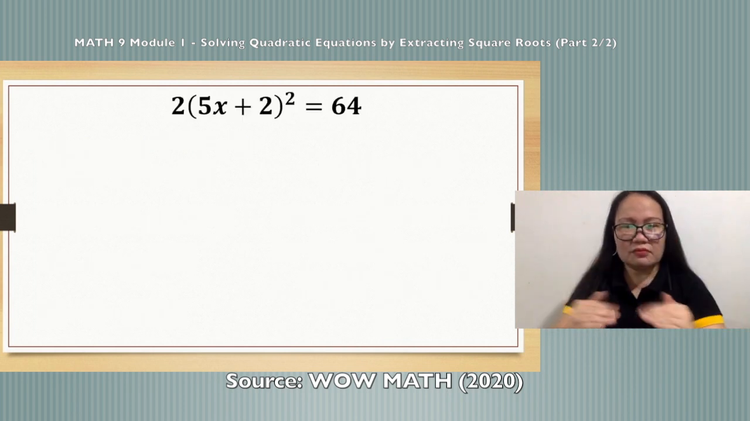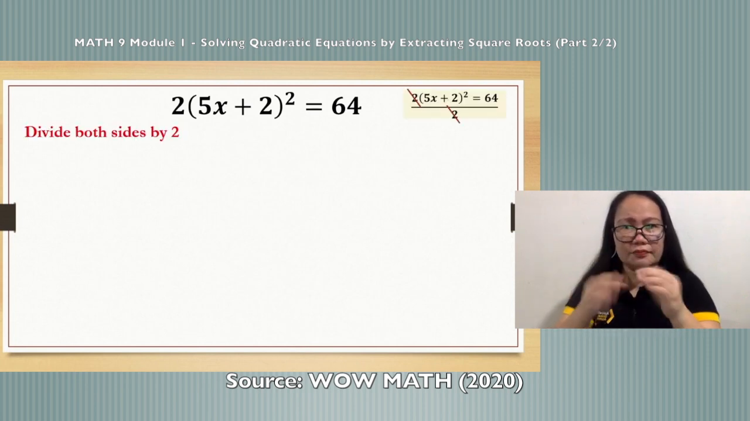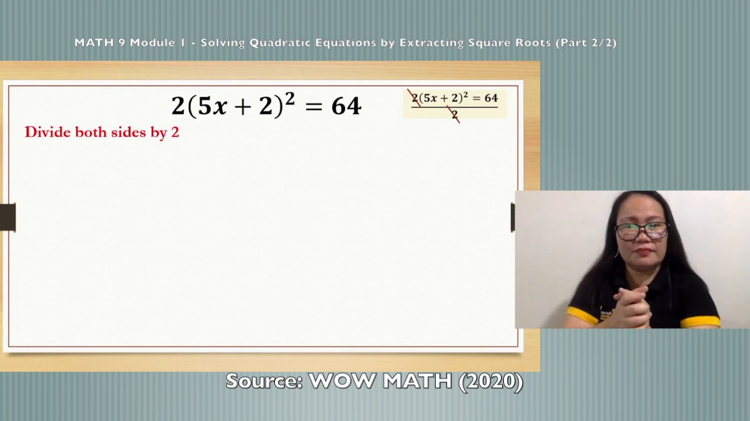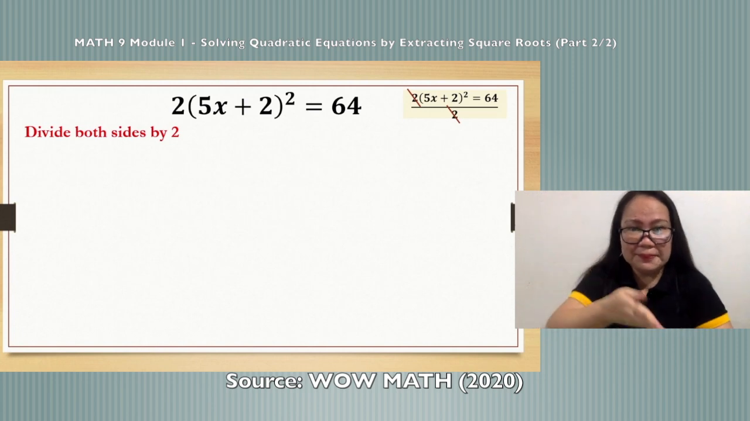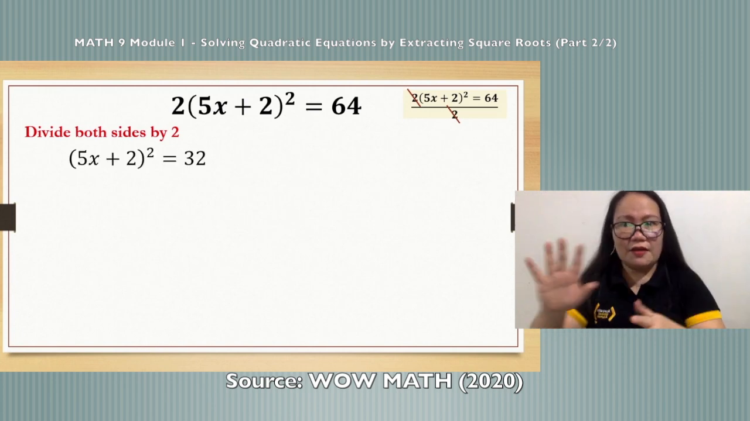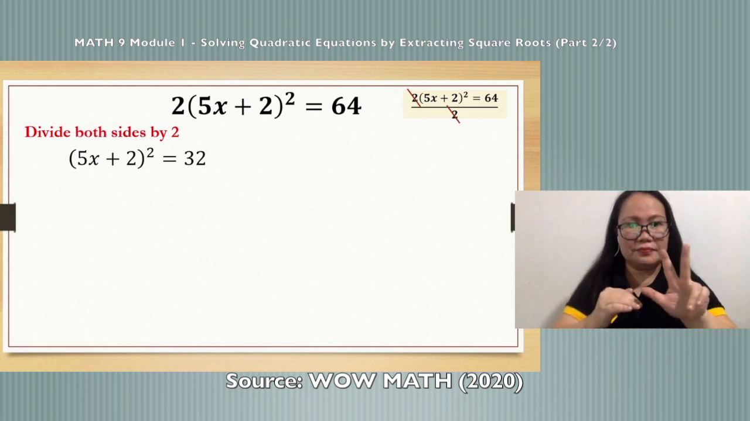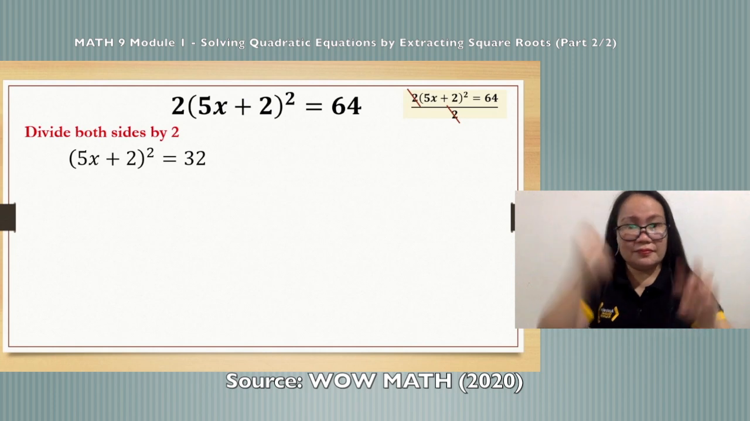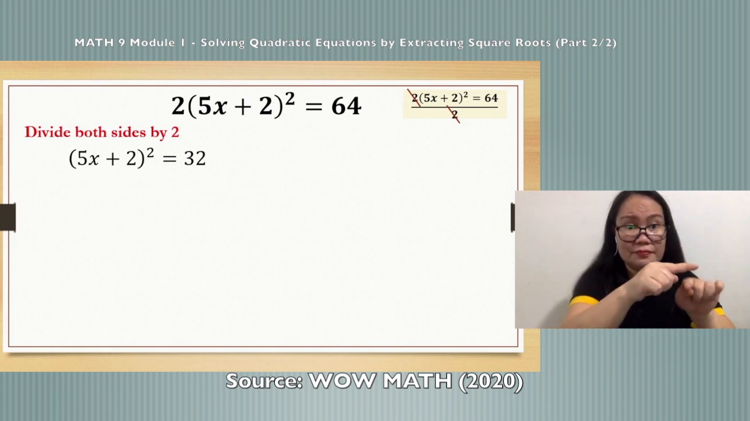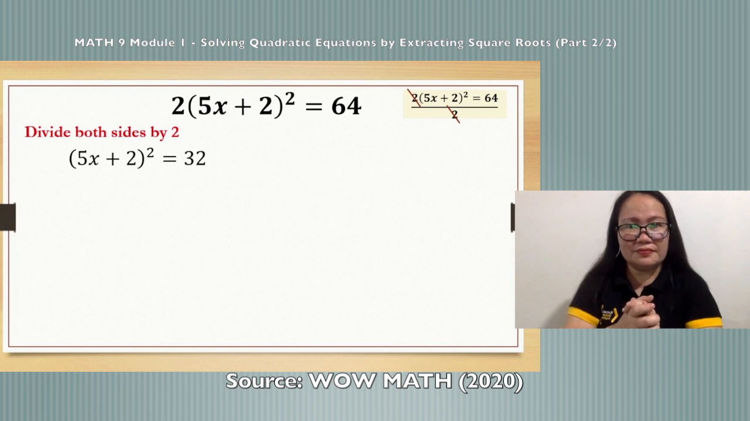Okay. I have here 2 times the quantity of 5x plus 2 squared is equal to 64. So, first step, divide both sides by 2 since meron tayong 2 dito. So, para makancel natin si 2, we now have the quantity of 5x plus 2 squared is equal to 32, because 64 divided by 2, since nag-divide tayo both sides by 2, naging 32 na lang siya.